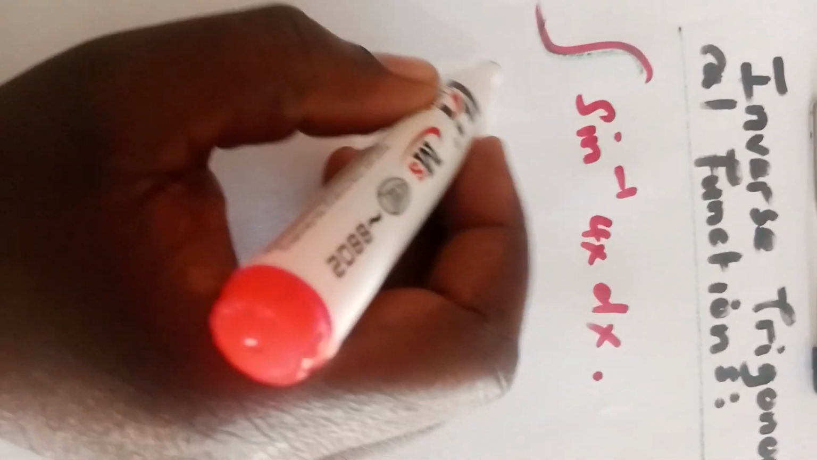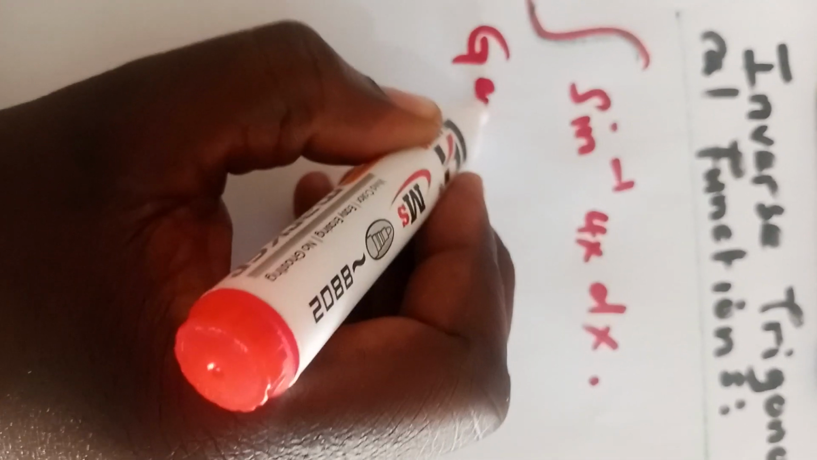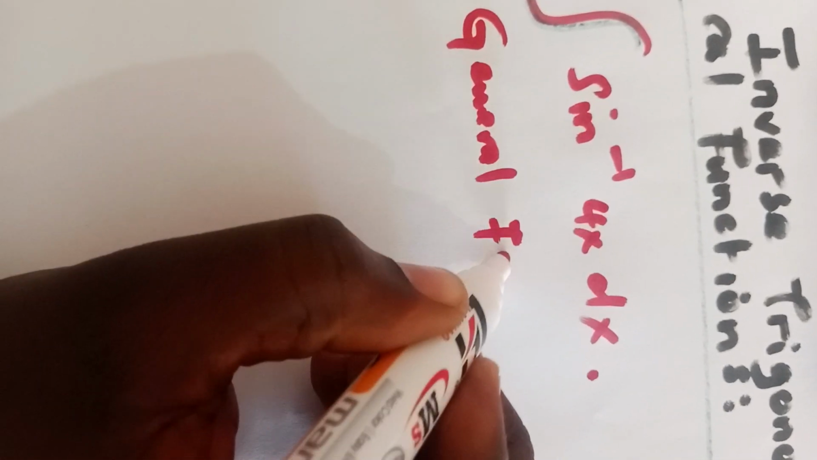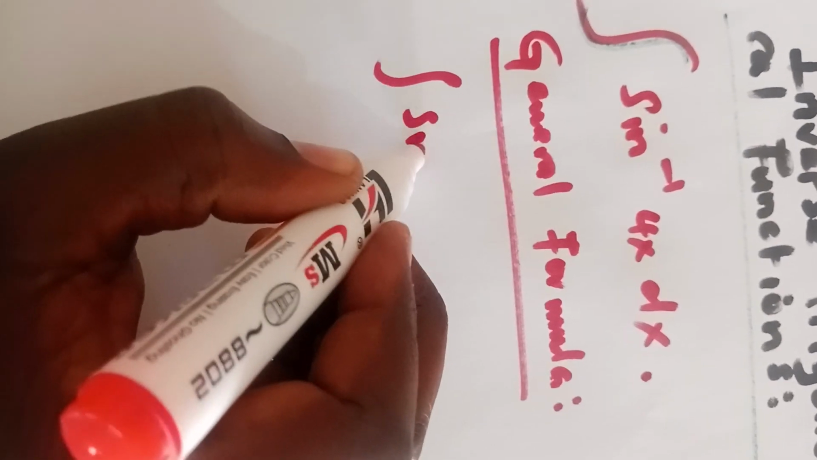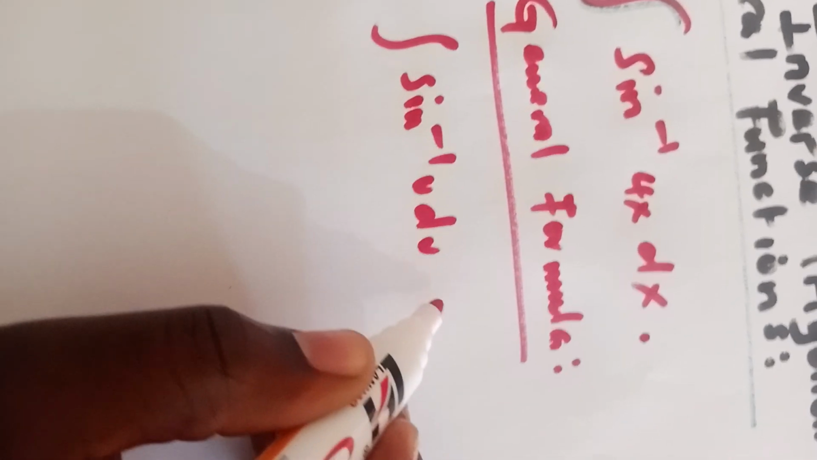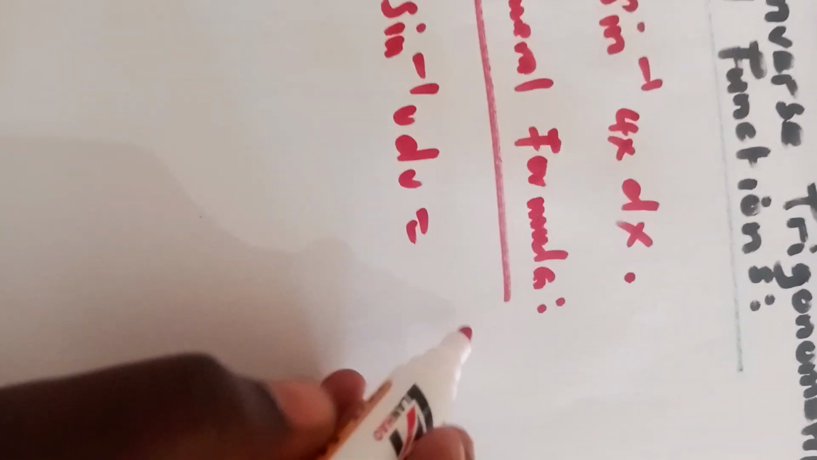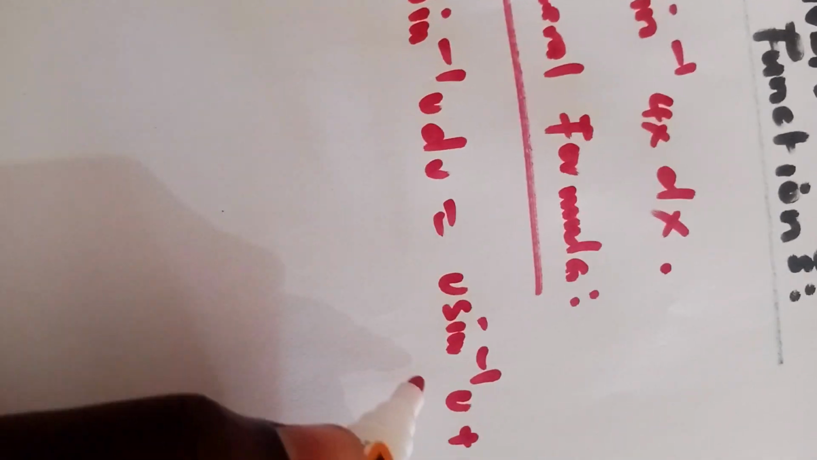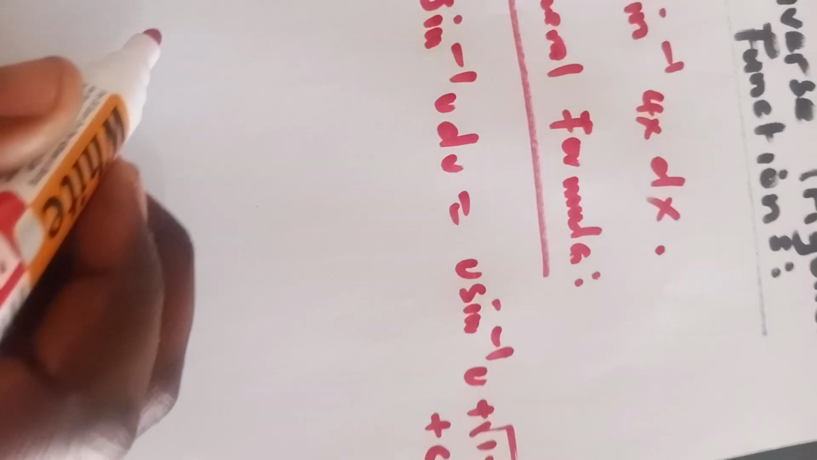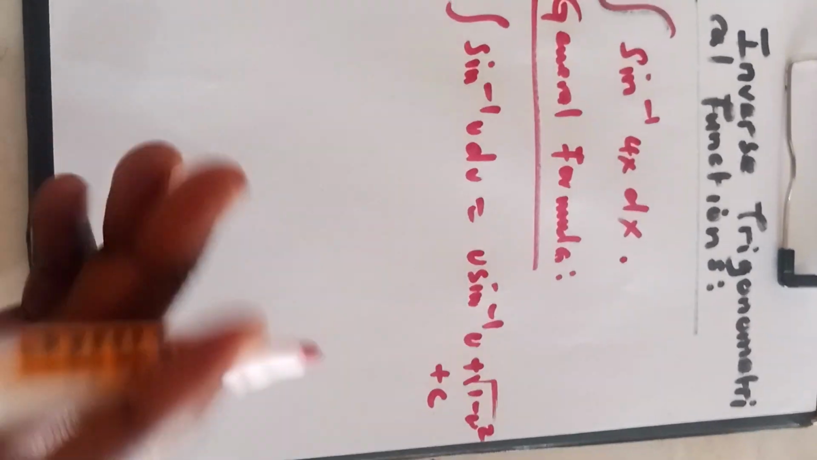So say you have a general formula. If you're given the integral of sine inverse of u du, your answer is going to be u sine inverse u plus the root of 1 minus u squared plus a constant. So this is what you're going to have.